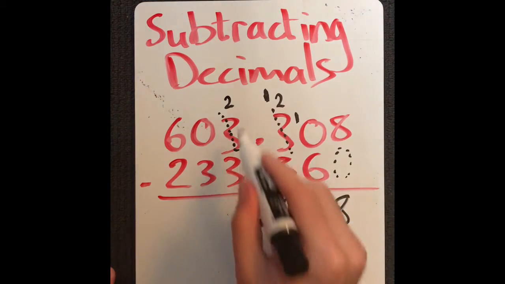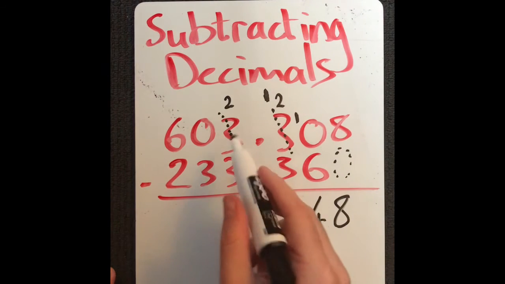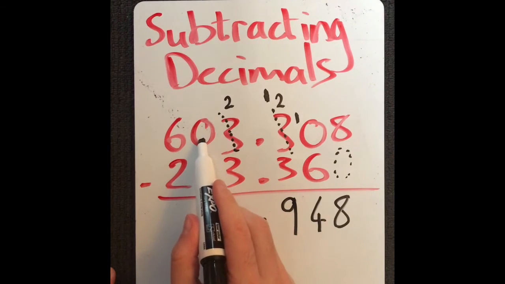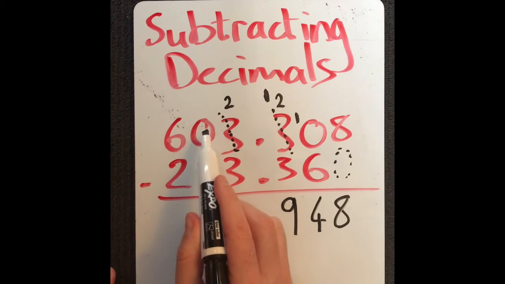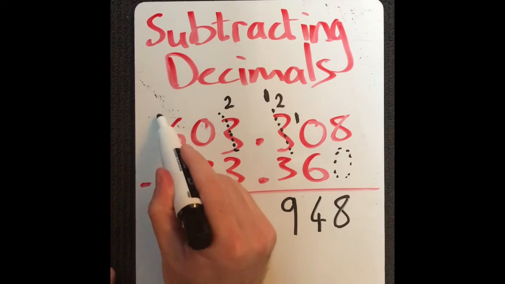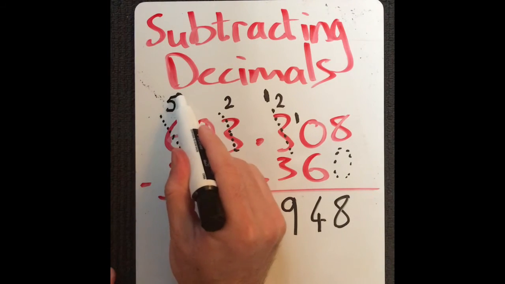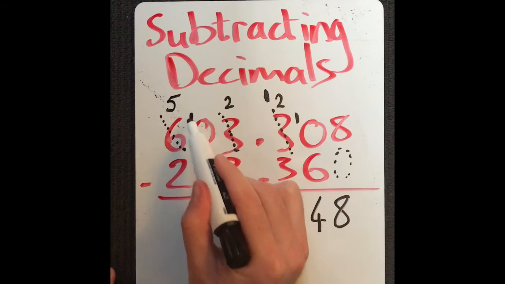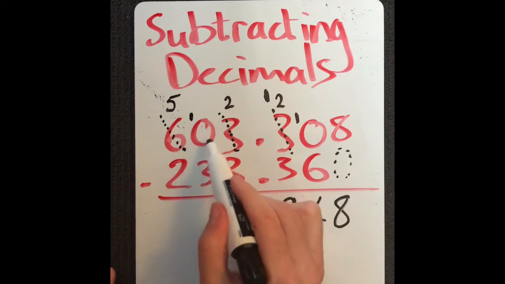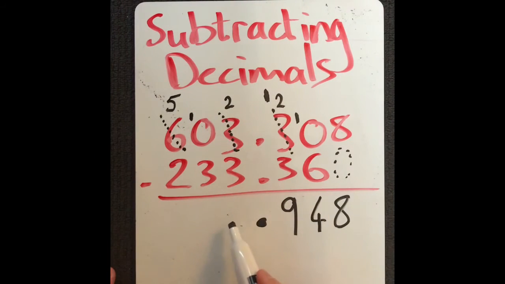Moving on to our next, in our ones column, again we've got 2 take away 3 one more time. So we're going to try and borrow from our next column, the tens column, but there's none there. So we're going to borrow again from the hundreds column. That 6 is going to become a 5. That 1 that we're borrowing, that 0 is now going to become 10. But we're still wanting to put an answer into this column.